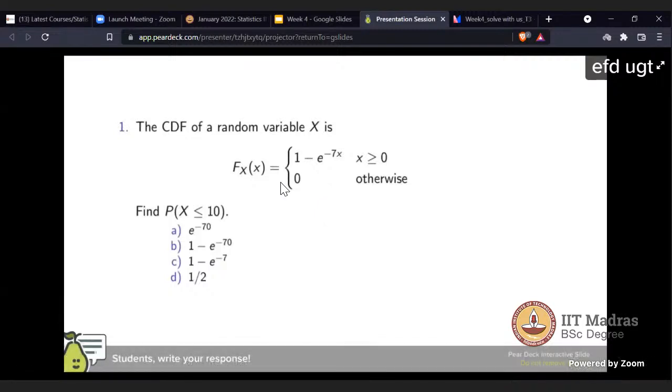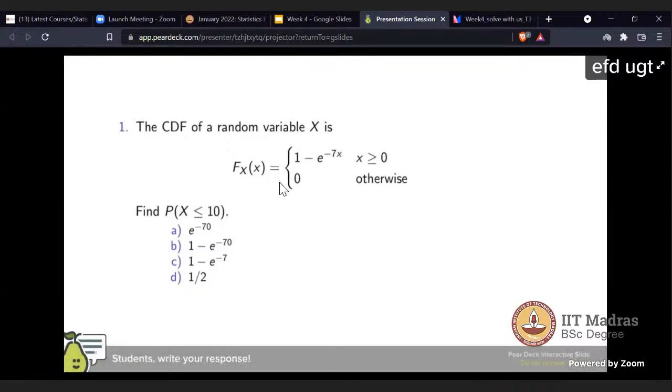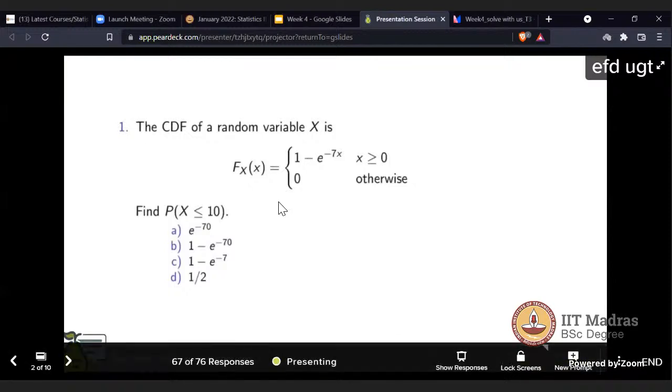Here the area is 0 to 10. For the integration, the limit is 0 to 10, not 8. The limit is the support. The area is calculated on the support of 0 to 10. Right. Okay, so let's move to the next question.